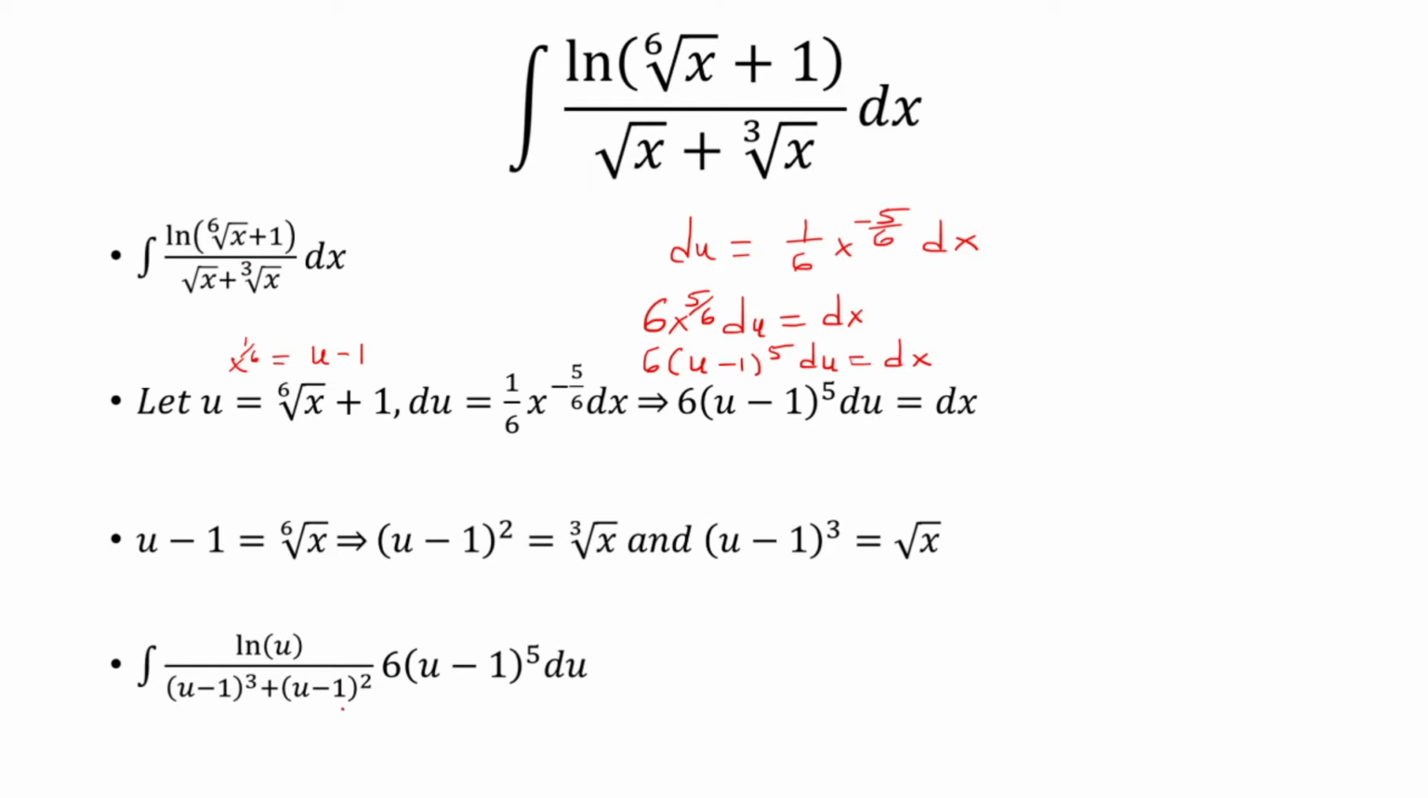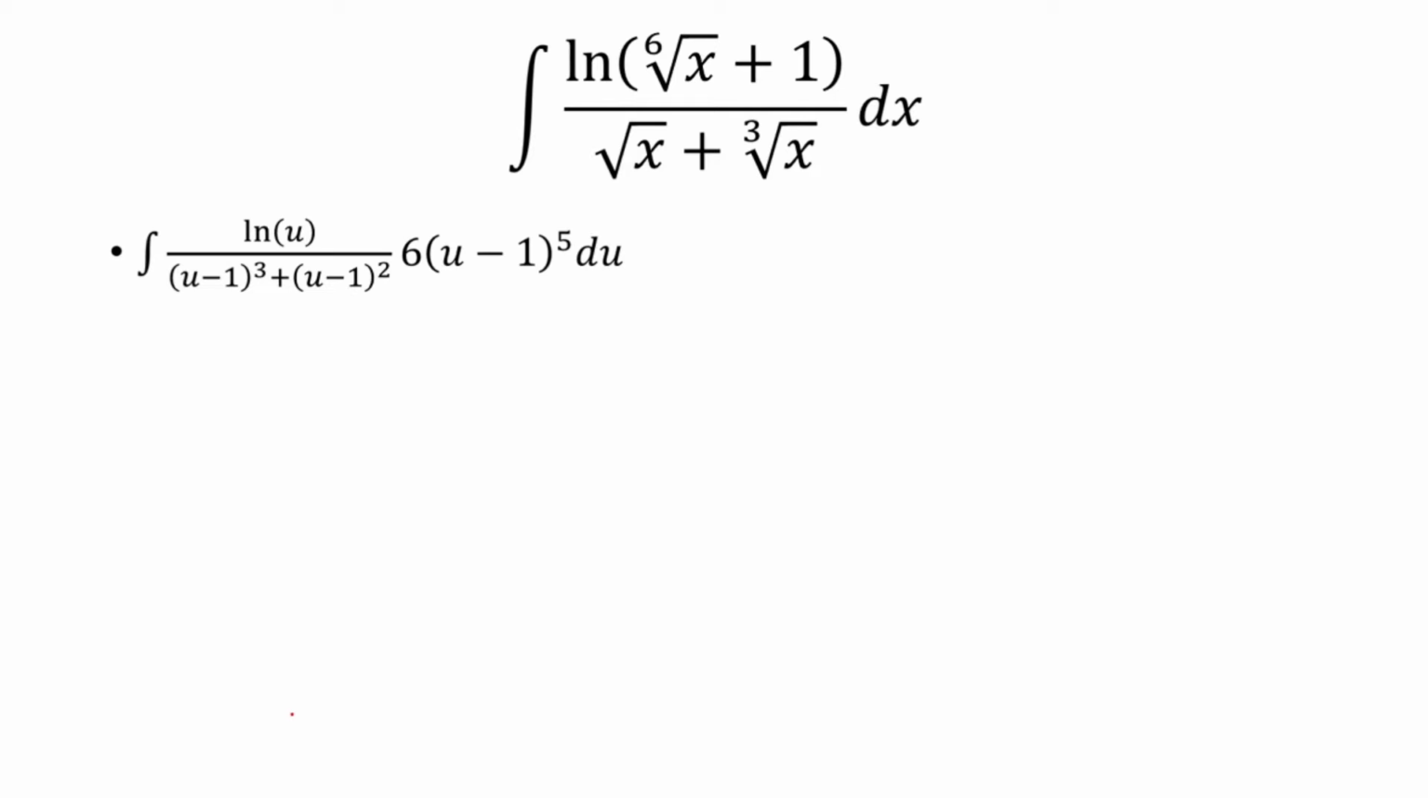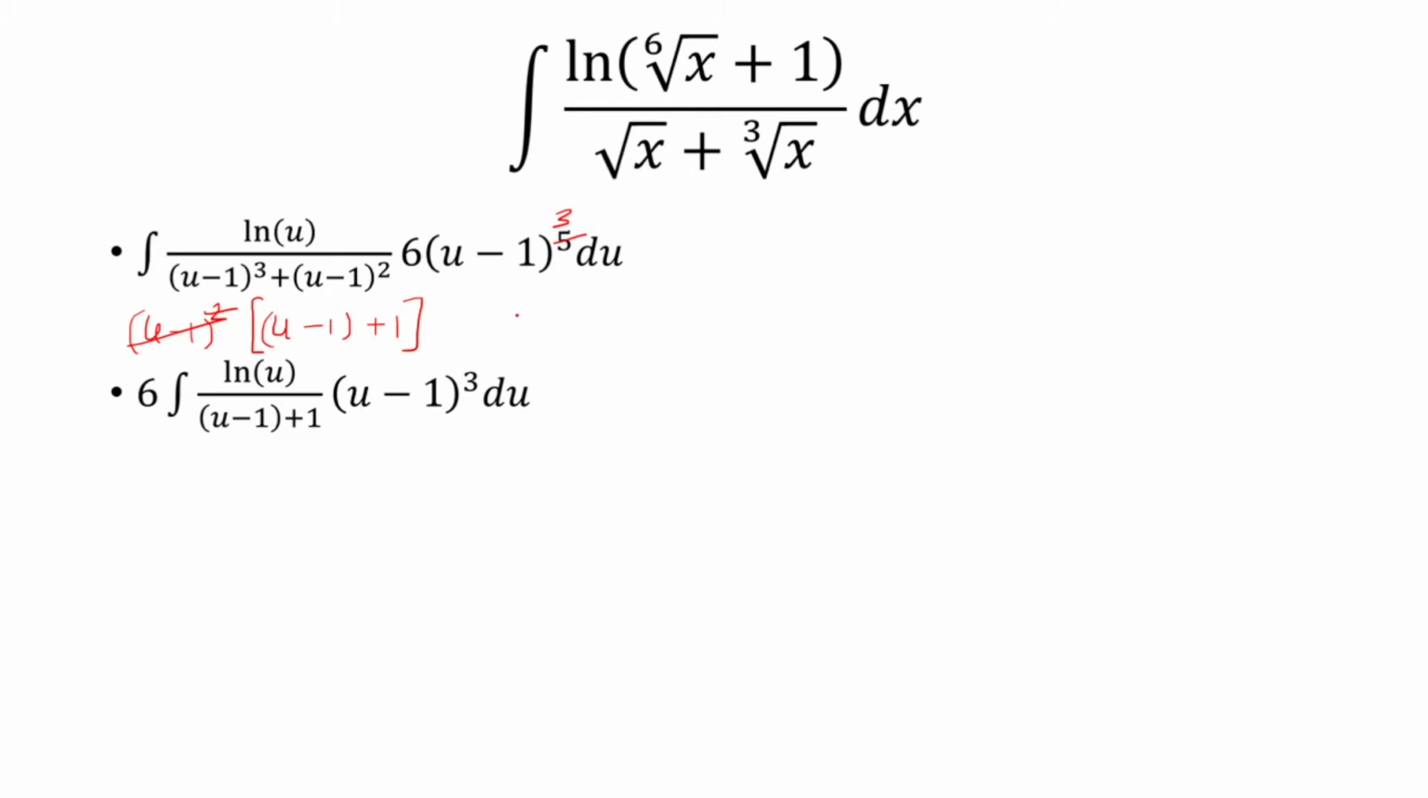I have ln of u, and then 6 times u minus 1 to the 5th du, over u minus 1 cubed plus u minus 1 squared. At this point, I notice that the denominator has factors of u minus 1. So you want to pick the smaller factor. Is it cubed or is it squared? The smaller of the two is squared. So you want to pull out a square, and then you'll have u minus 1 and then plus 1. Then the u minus 1 squared is going to cancel, and you have u minus 1 cubed at the top.